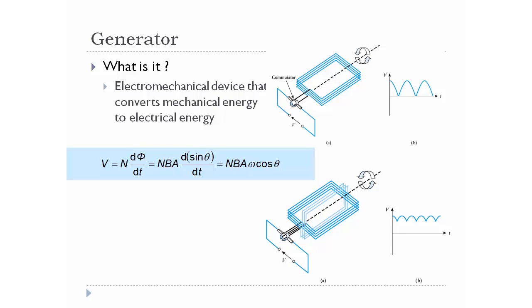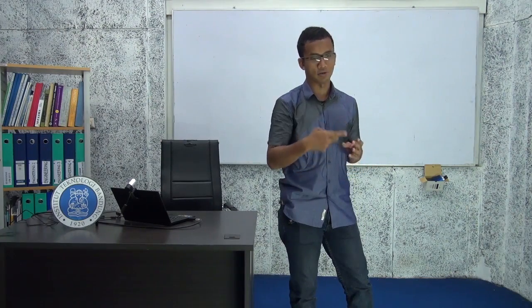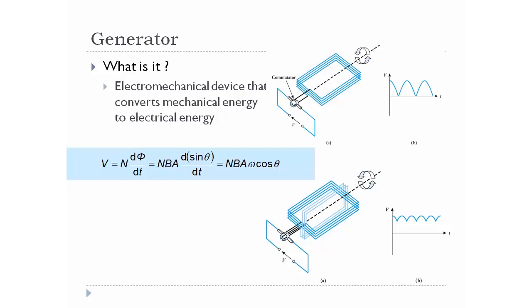Now, the generator. What's the difference between a generator and a motor? A motor uses electrical energy in order to move, but a generator is the opposite. You need to move it in order to produce electricity. The principle, I believe you have studied it. You can see in this slide the principle of a generator, and it's better for you to read about it, and later in the class I will discuss it in detail.